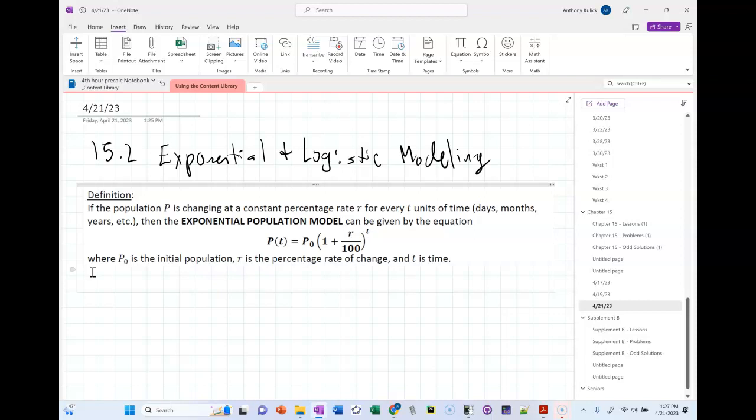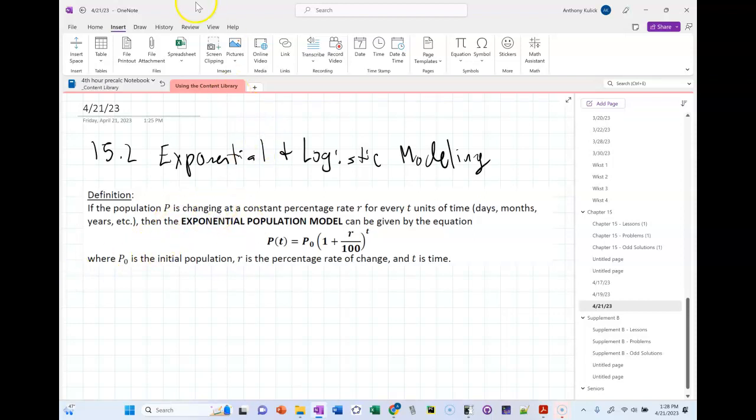So we'll start with this first definition, which is just the exponential population model. It states that if a population P is changing at a constant percentage rate R for every T units of time, whether those be days, months, or years, then the exponential population model can be given by the equation P of T equals P naught times the quantity 1 plus R over 100 all to the T, where P naught is the initial population, R is the percentage rate of change, and T is the time.